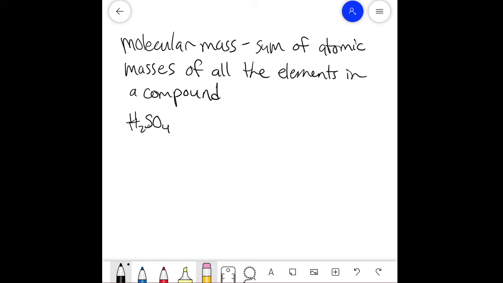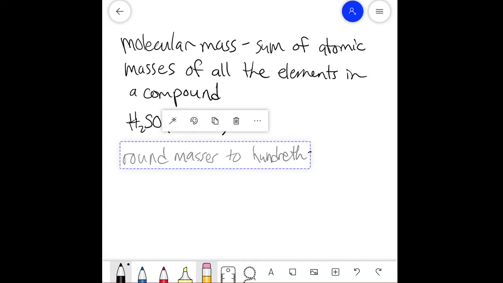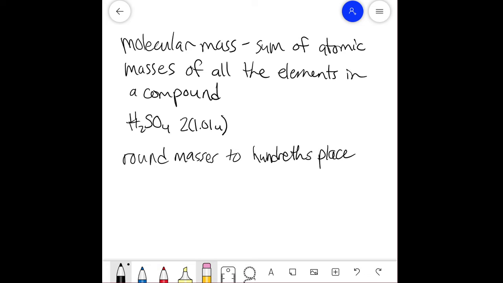But you do have to account for the subscript, because a compound formula shows you how many of each element you have in each molecule. So in this molecule you have 2 hydrogens, 1 sulfur, and 4 oxygens. When you do the calculation, you do 2 times 1.01 U. U can also be AMU, that's just atomic mass units. Round masses to the hundredths place. So just remember to do that.